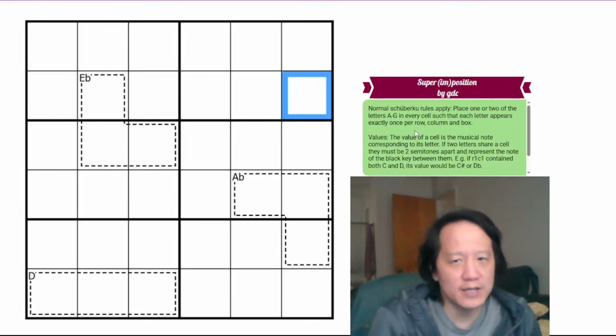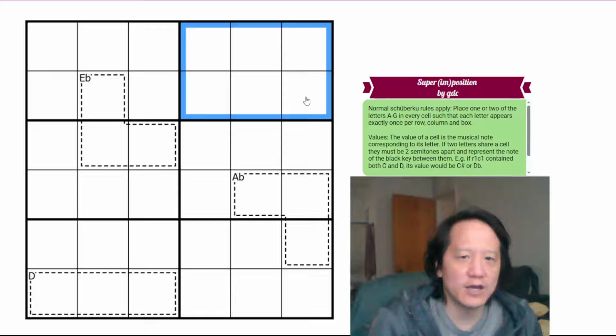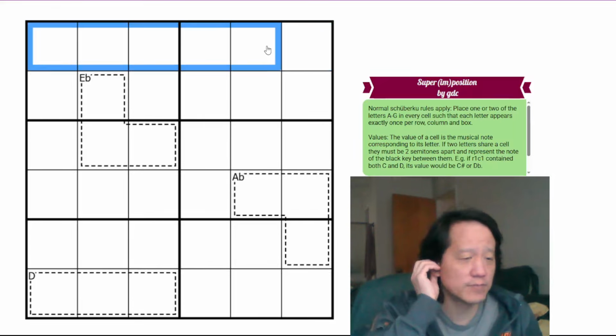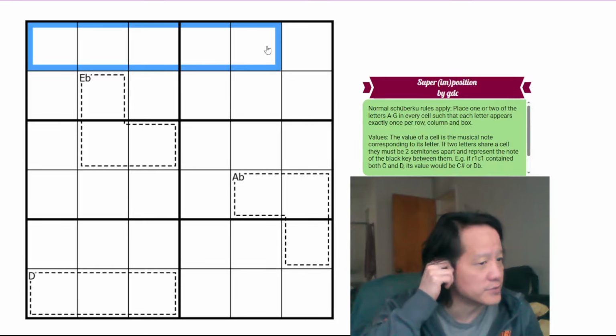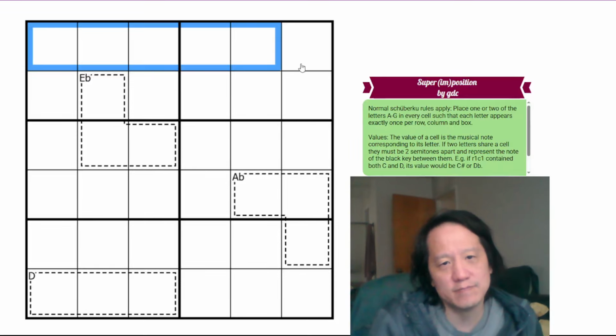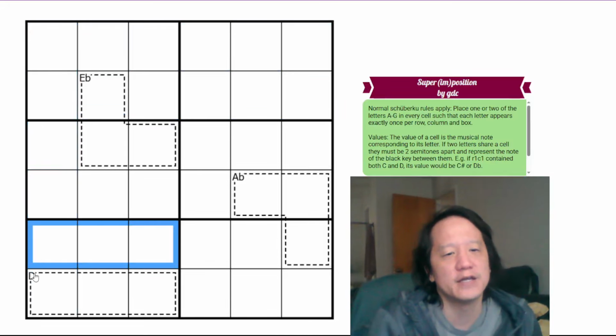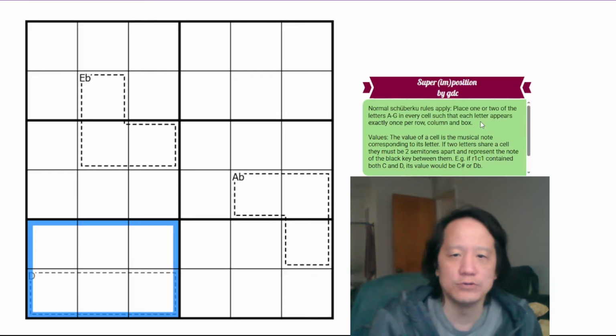It's superimposition because we have to have a Schrödinger cell, essentially, which contains two digits again, somewhere in the puzzle, or multiple times in the puzzle, because every row, column, and designated 6-cell region must contain each letter once from A through G. So that is normal Schuberku rules.